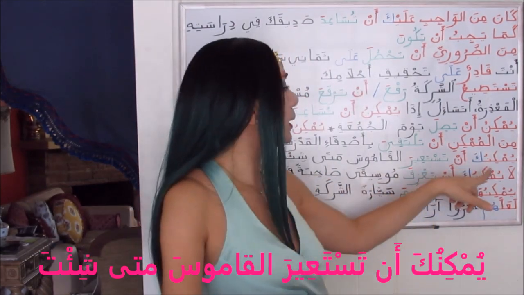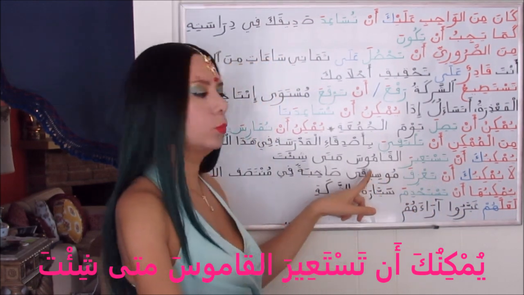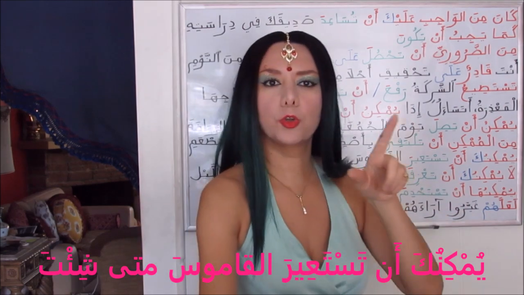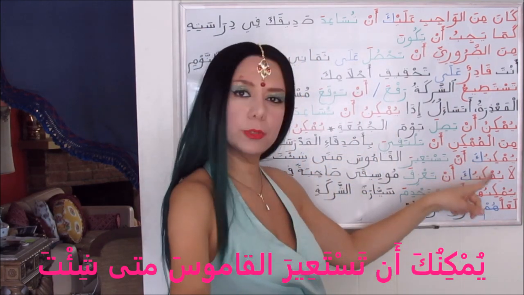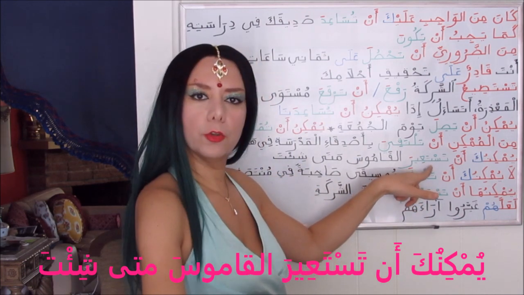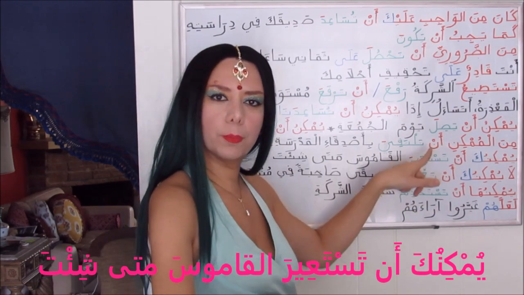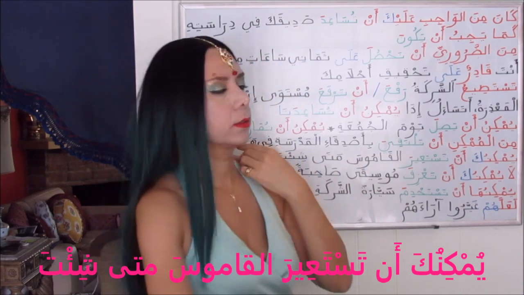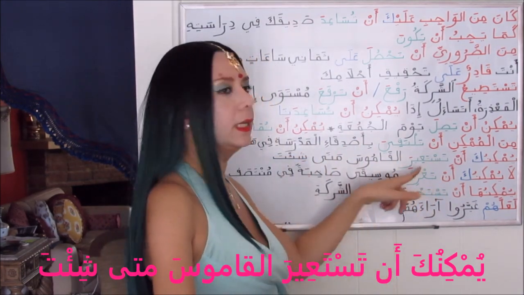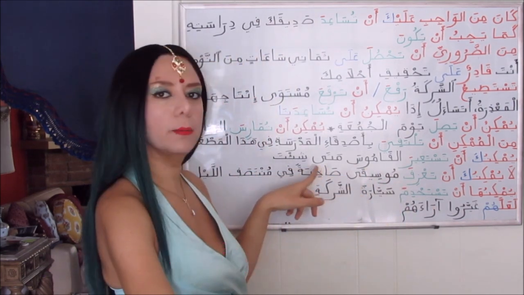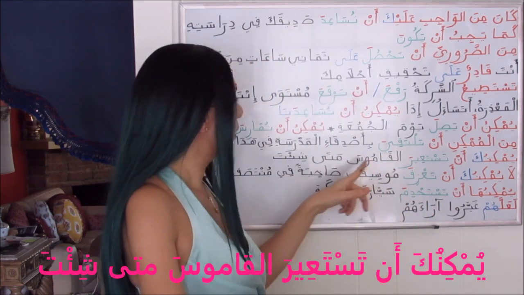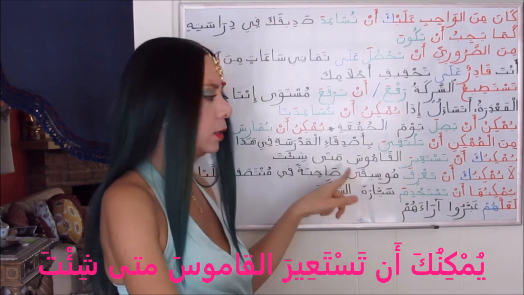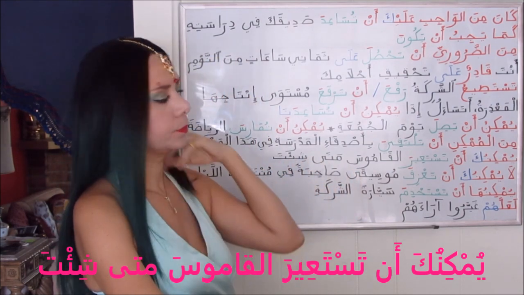Permission reflects another meaning of may. يمكنك أن تستعير القاموس متى شئت. This time we have attached the object pronoun to the verb يمكن. So we may find out the subject from this object pronoun and from the verb, the one that comes after the particle أن. So يمكنك أن, you can. We already know the subject. تستعير from the verb استعار, to borrow. تستعير القاموس متى شئت. You can borrow the dictionary whenever you want. متى شئت. Whenever you want. All right?